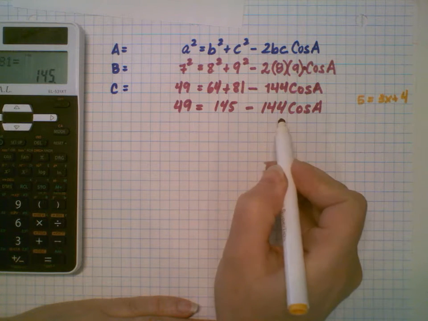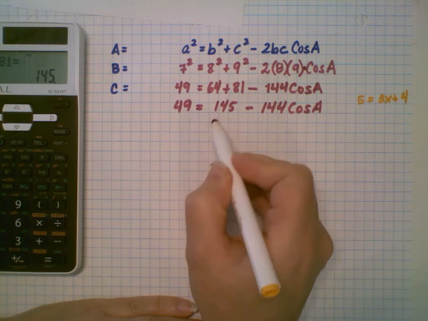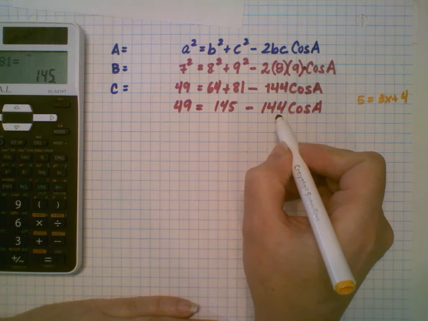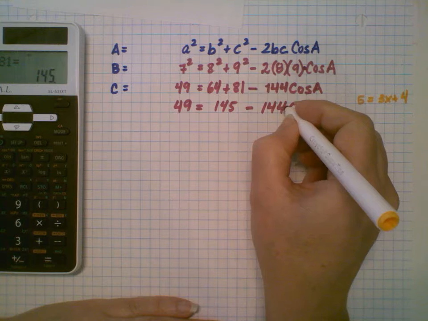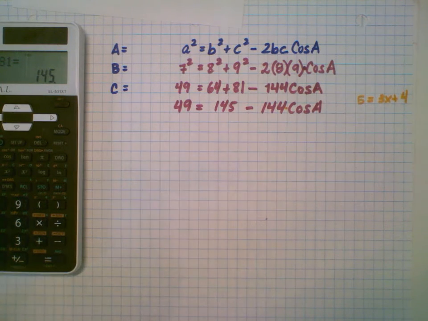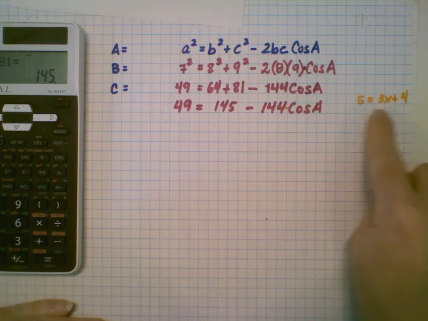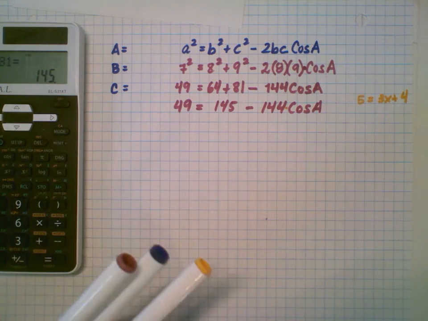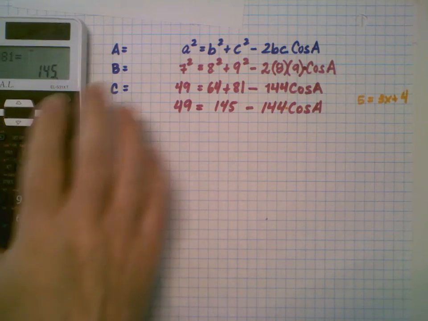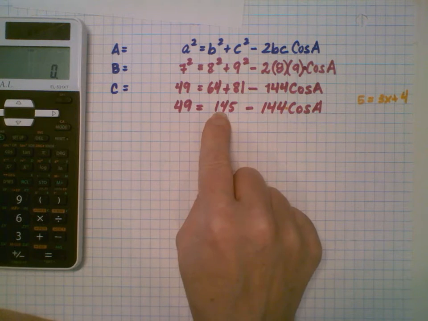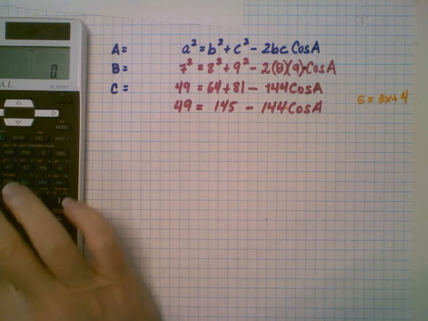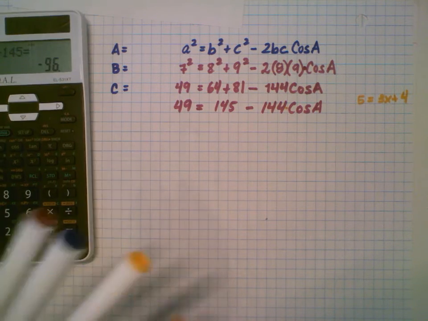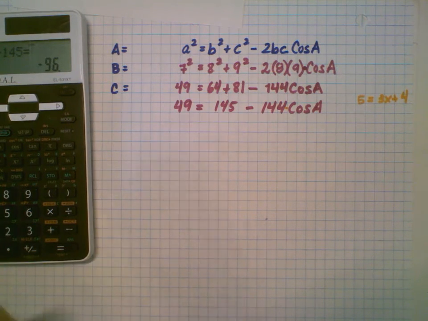That's exactly the process that we're going to be doing here, because I have a constant value of 145, and then I have negative 144, which is a coefficient. It's a multiplier. So I'm going to have to do a similar process to what I would do in this example on the right. So I'm going to start with subtracting the 145 from the 49. And that's negative 96.